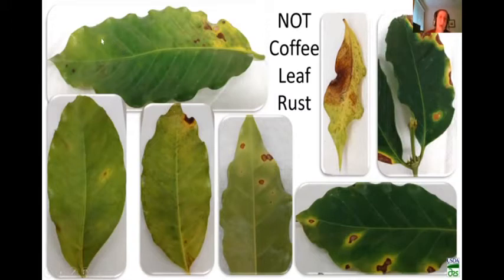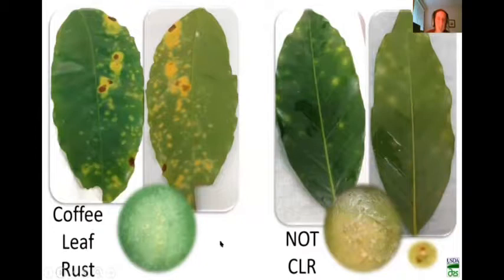No, so even that, no. If you look at it a bit more closely, it's not yellow, it's actually brown, necrotic. And on the underside of the leaf, you actually tend to see tissue. Okay, so left side, coffee leaf rust.